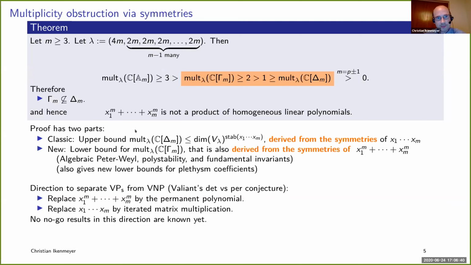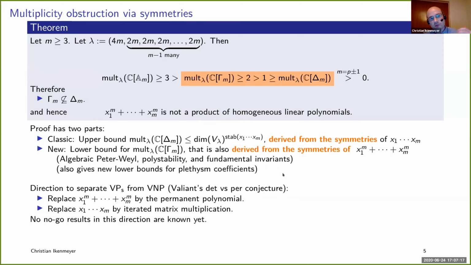The proof has two parts. The upper bound is classic, derived from the symmetries of the one polynomial. The lower bound is new. There were no lower bounds known for these multiplicities, so lower bounds on these multiplicities are difficult to find. We derive them in a very similar fashion as the upper bounds, from the stabilizer, the symmetry groups of this other polynomial. The ingredients are significantly more complicated than for the upper bound: algebraic Peter-Weyl theorem, polystability and fundamental invariance. In particular, we derive new lower bounds for Plethysm coefficients on the way.